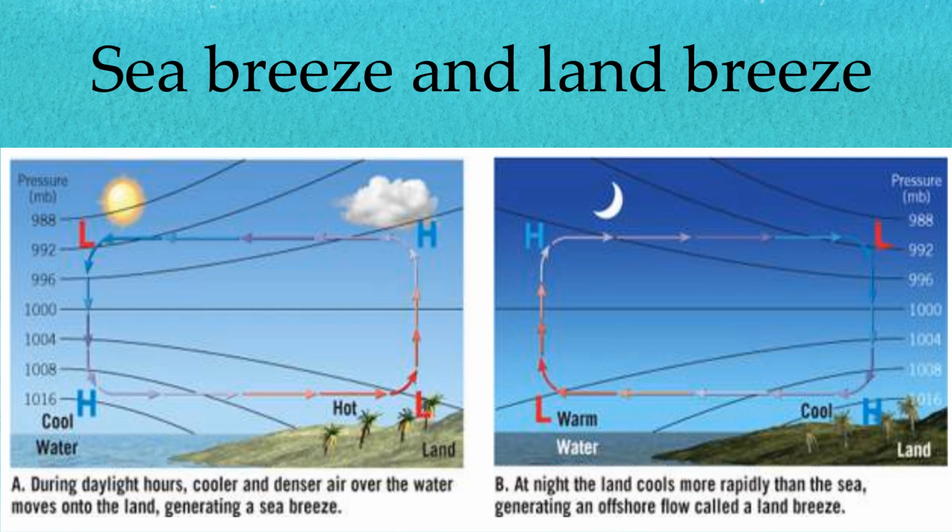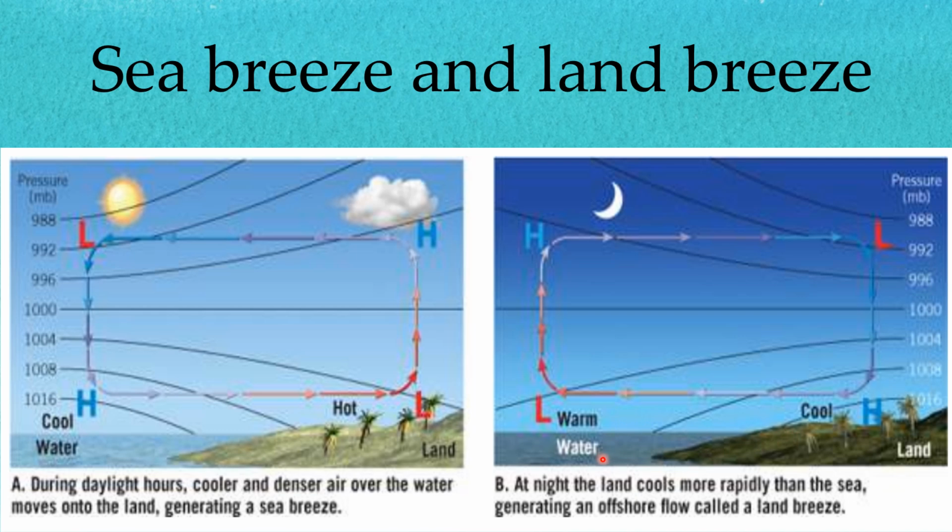In this picture, you can see on the left side that during daylight hours, the cooler and denser air over the water, which is an area of high pressure, moves into the land, and this is what we call the sea breeze, because it moves into the land and generates a sea breeze. Compared to the land breeze, it's the opposite.